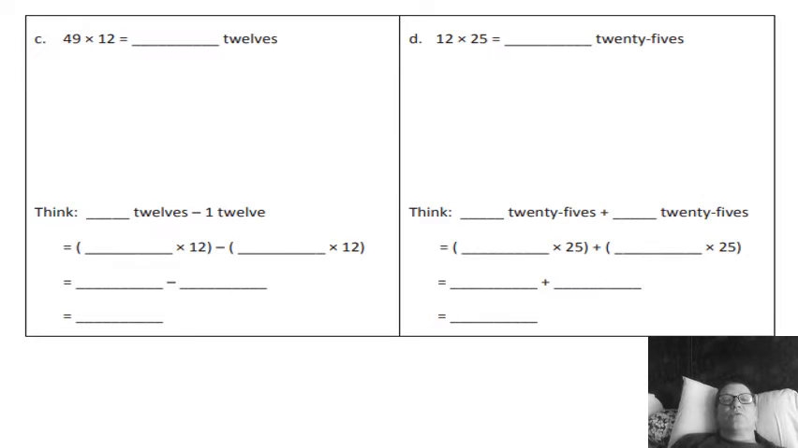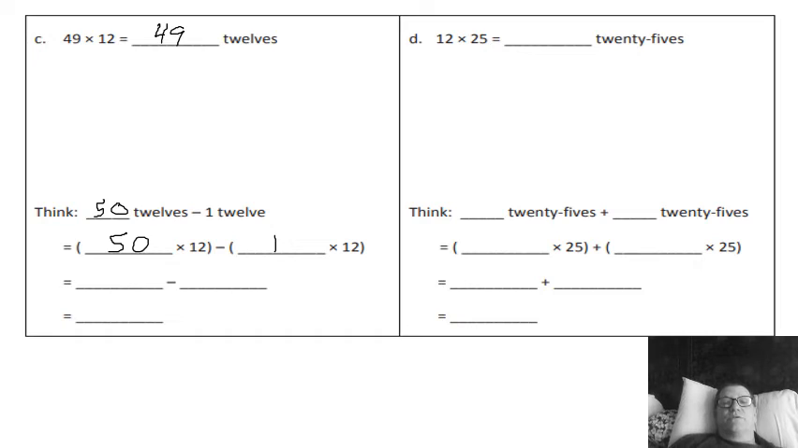Our next one goes 49 times 12. And I can see it's saying 12, so it's going to be 49 12s. Now, instead of looking for 49 12s, I'm thinking it'd be easier to go with 50 12s. And since I'm really looking for 49, I'm going to solve for 50 12s and then subtract 1 12 from it. So that's going to be 50 times 12 minus the 1 12. I have to get back to 49 12s.